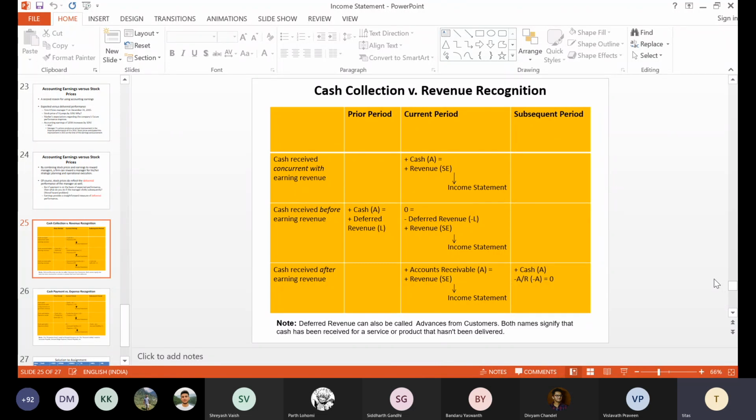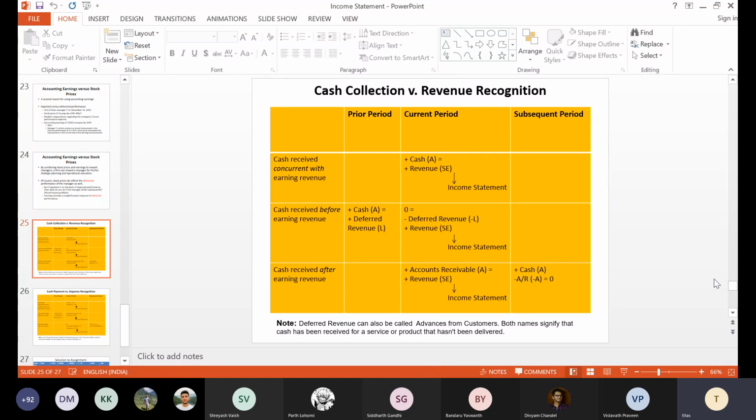Similarly, if cash we are receiving first and goods we are delivering later, and cash we are receiving later and goods we are delivering before. So what are the effects on different periods? What is the effect on the current period? What is the effect on the previous period? What is the effect on the subsequent period?